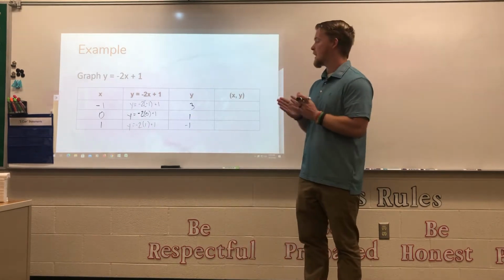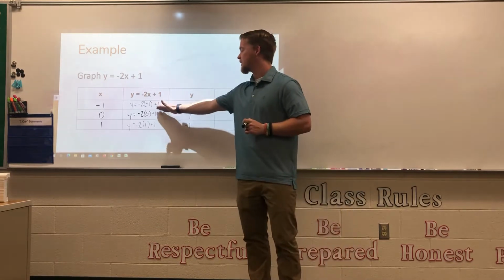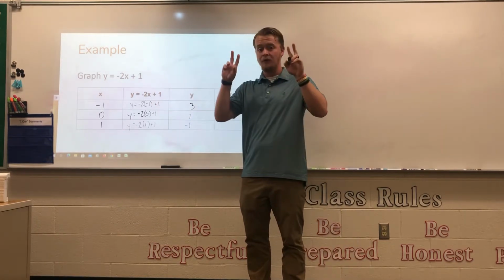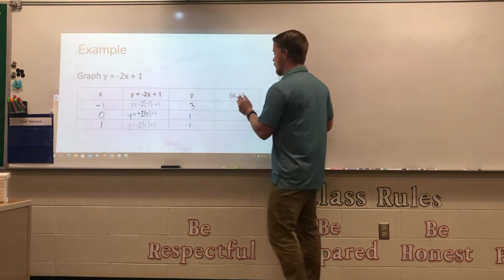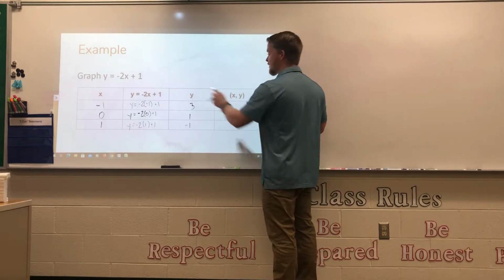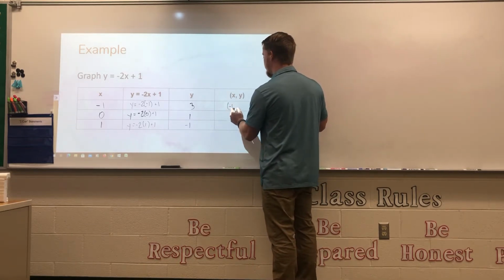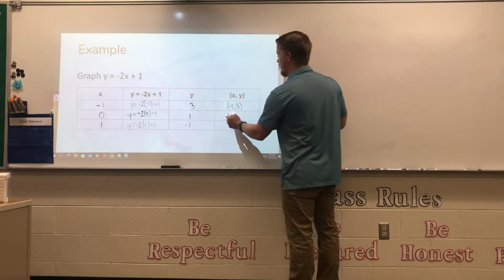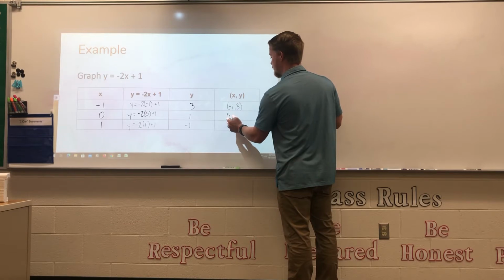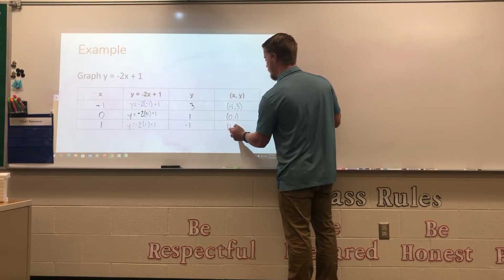So now, once you have picked your x value, plugged it in and got a y value, you now have your ordered pairs that you need. So what that'll look like is in this last box, I just put my x value, which was -1, and my y value in ordered pair form. So negative 1, 3, 0, 1, and 1, negative 1.